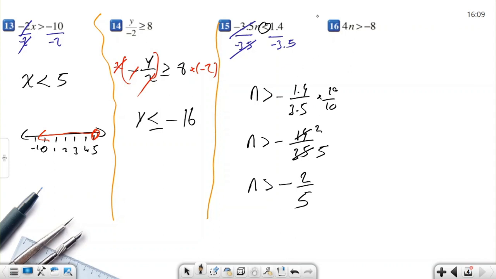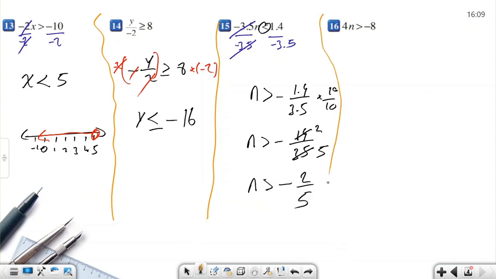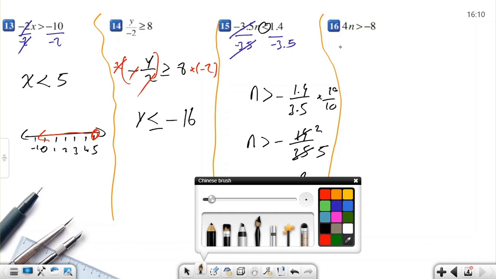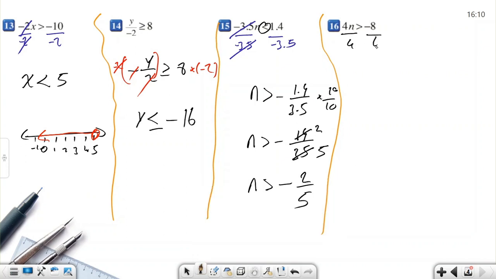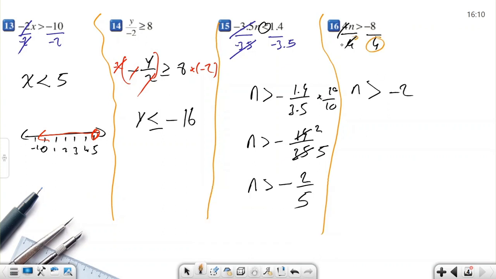So there is one more example. Here you need to pay attention a bit, because this time we don't have a negative coefficient. So I'm not going to divide by a negative number. I'm only going to divide by 4. As you see, 4 divided by 4, and I don't have to change this sign. Negative 8 divided by 4 is negative 2. Why? Because I only divided both sides of the inequality by a positive number. n is greater than negative 2.